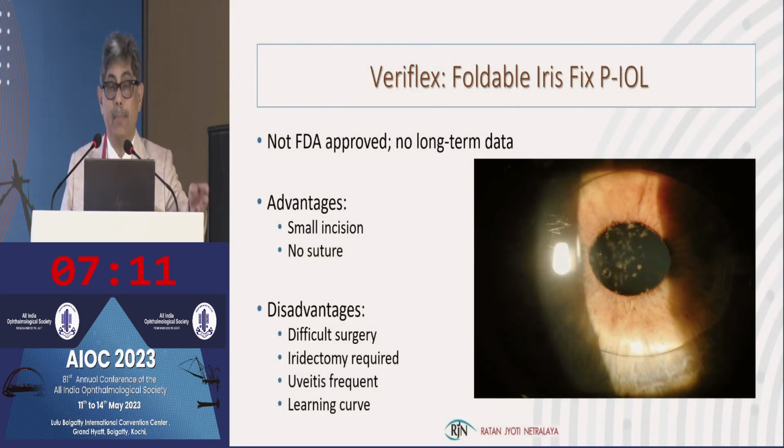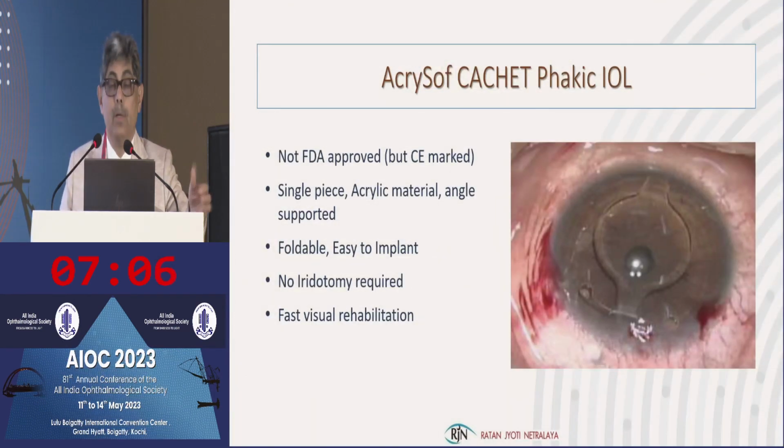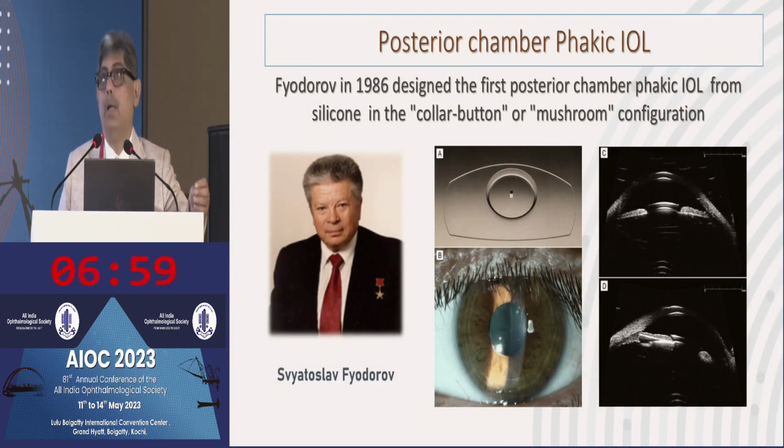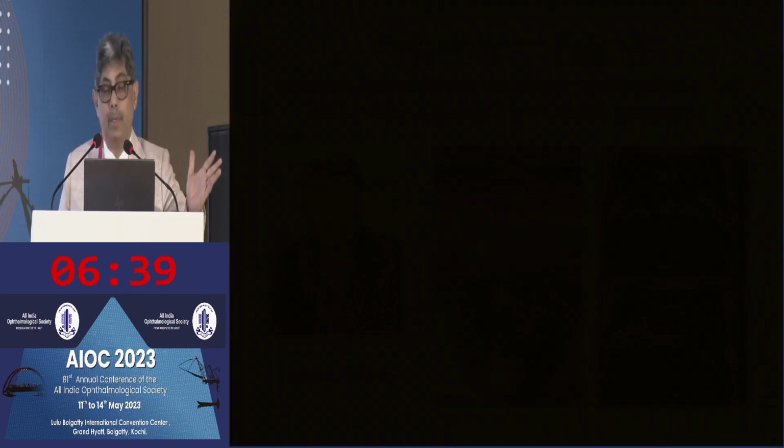Then the flexible model or foldable version came, which didn't get any FDA approval. And the Artiflex lens also came some 8-10 years back, but it also didn't get popularized. So the present phakic lens, which is the plate haptic type of lens, the prototype was developed by Fedorov from Russia in the year 1986, and it was a collar button or mushroom configuration.